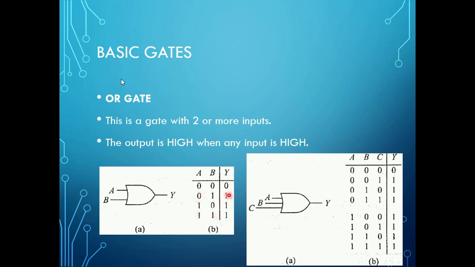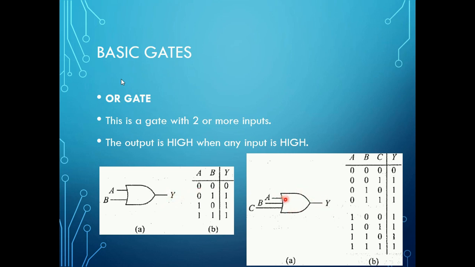If you see this truth table, you can understand that if any of the inputs is high, maybe A or B, because of that high input you will get output as high at the output side.